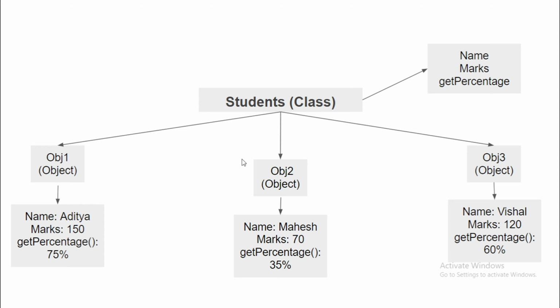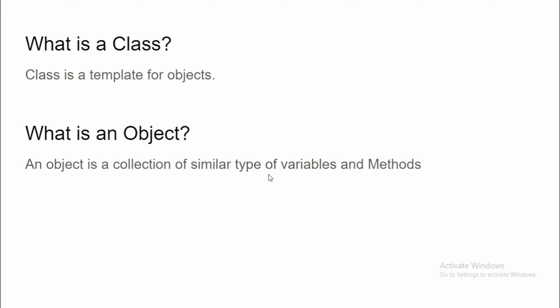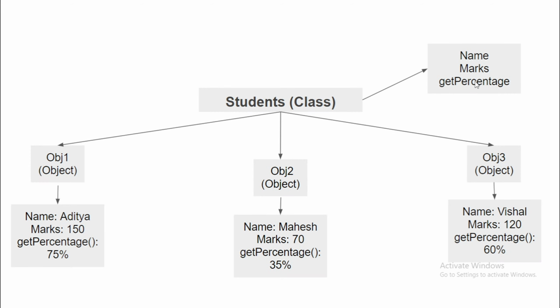So this is basically a class and object thing. Just recollect that we said a class is a template for objects. So this class is giving a template to objects. And what is an object? An object is a collection of similar type of variables and methods. These are all similar because all this data is of students. All of these are related to a student.